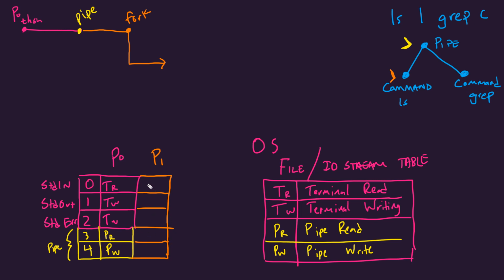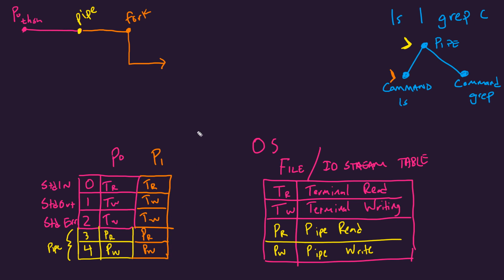So standard input will still be connected to the terminal read end, output to the terminal write end, error to the terminal write end, and then file descriptors 3 and 4 will be for the pipe read and the pipe write. This happened automatically as part of that fork process, and we're still connected to these same backend file entries in the operating system's file table.